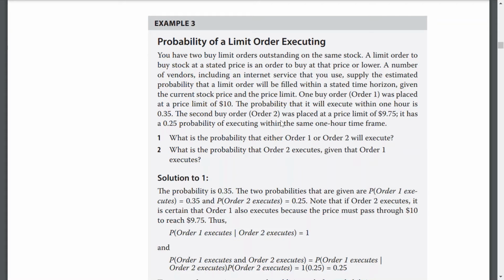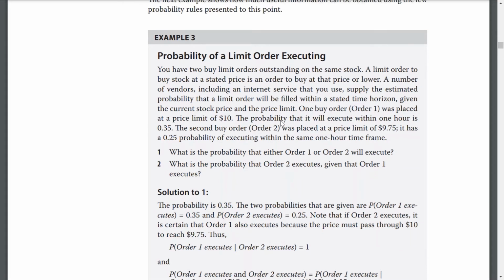Alright, example 3, probability of a limit order executing. You have 2 buy limit orders outstanding on the same stock. A limit order to buy stock at a stated price is an order to buy at that price or lower. A number of vendors, including an investment service that you use, supply the estimated probability that a limit order will be filled within a stated time horizon.